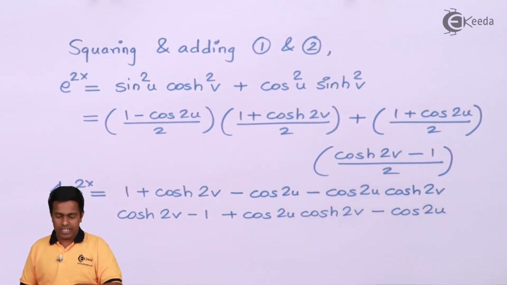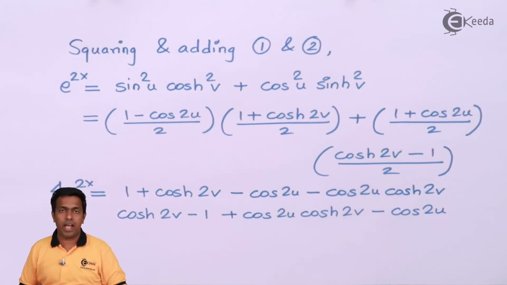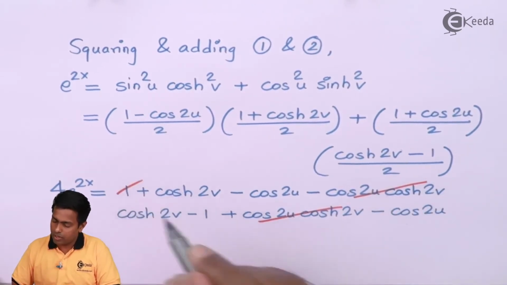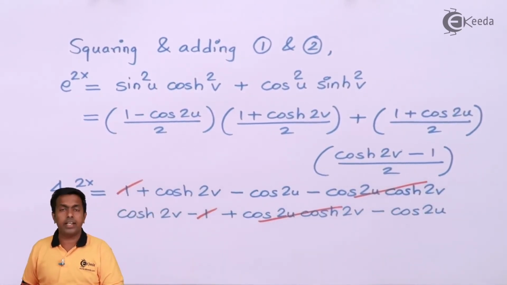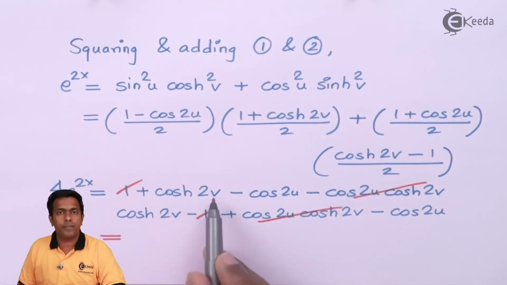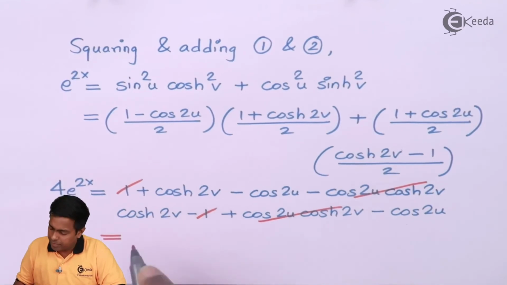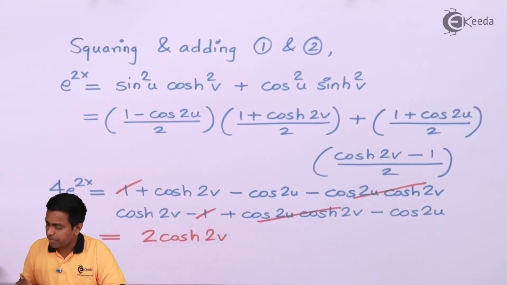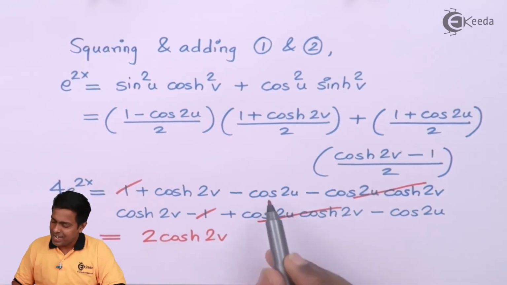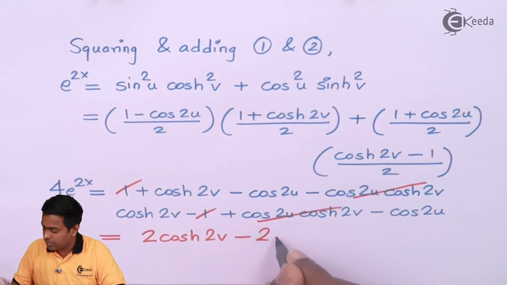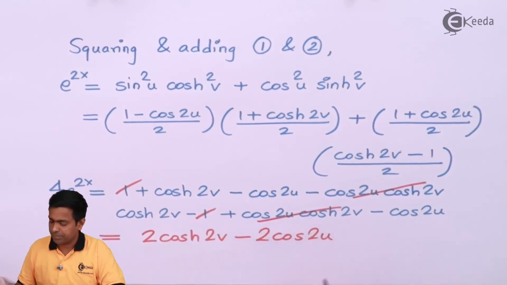Now guys, we'll cancel the terms which are same and opposite in sign. So I'll cancel this positive term with this negative term and this one with negative 1. Now we'll write the remaining terms. So here we'll get hyperbolic cos 2v plus hyperbolic cos 2v. It means 2 times hyperbolic cos 2v. Next, minus cos 2u minus cos 2u, which is minus 2 times cos of 2u.